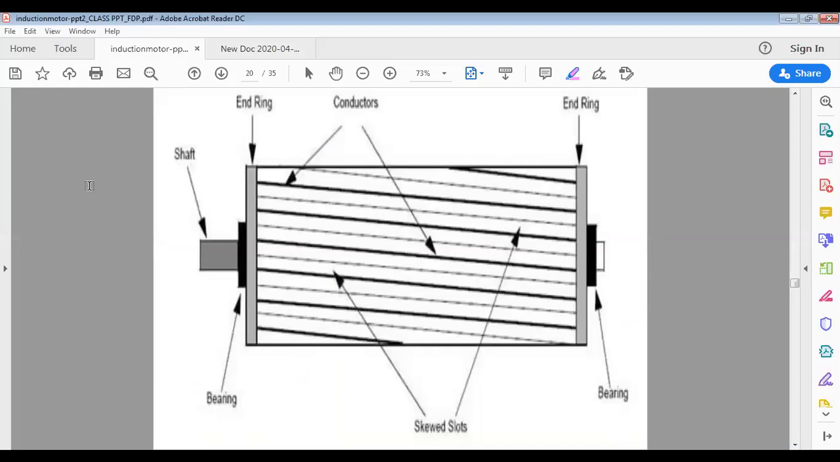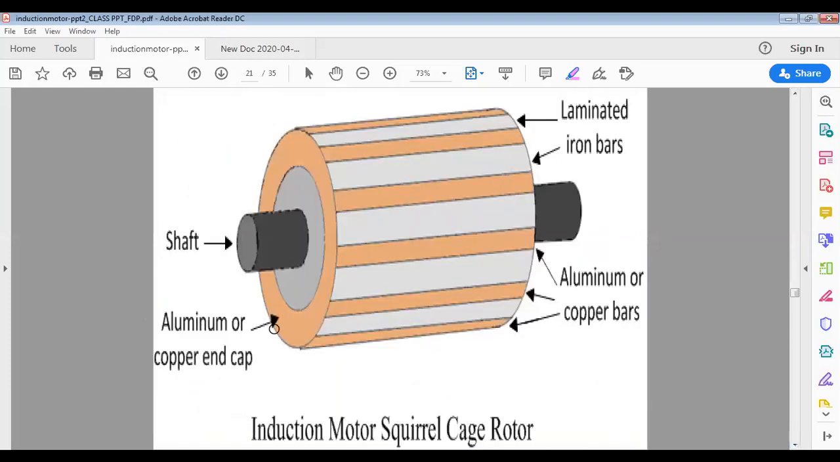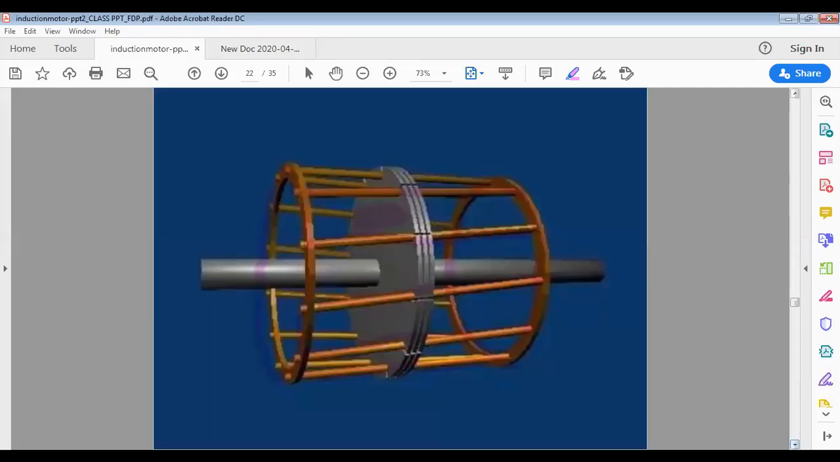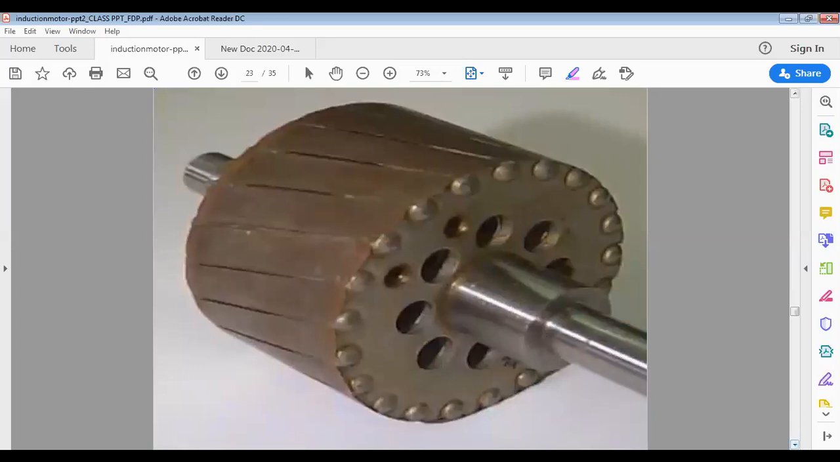See here also the same thing, shaft, then end bell. Okay, sorry, not end bell. End rings are there. End bell is from the outer side. On the rotor, end rings are there, made up of copper, the same material as that of the conductors. So slots, all of you can see, skewed slot, slightly skewed slot, and in that slot, conductors are there. So why is the slightly skewed slot construction used here? Also the same thing, end ring, shaft, in the slots, bars are there. So why is it so in the squirrel cage rotor?